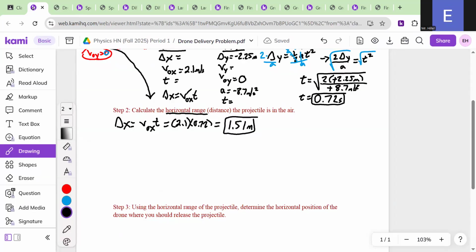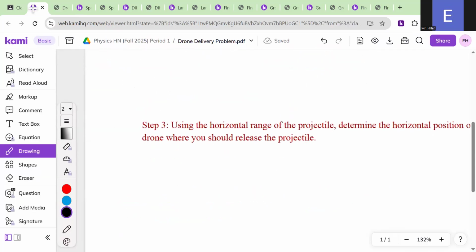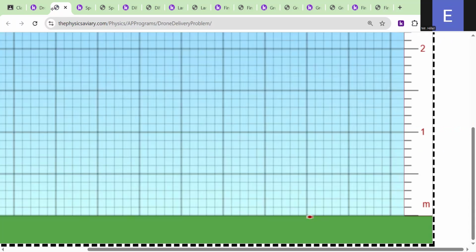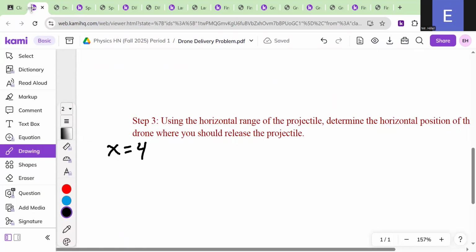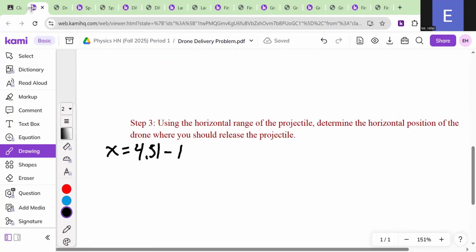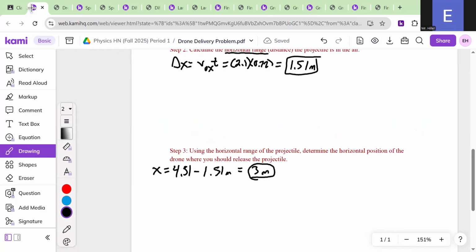Okay, so my position, wherever I'm going to release it, is going to be the location of where the target is. So in my case, it's about 4.51. Now I'm going to subtract from that my horizontal displacement, 1.51. So 4.51 minus 1.51 is conveniently 3 meters. So at the 3 meter mark should be where it gets released.